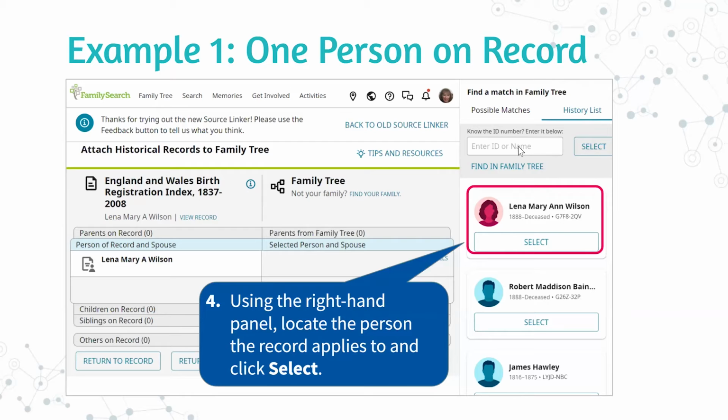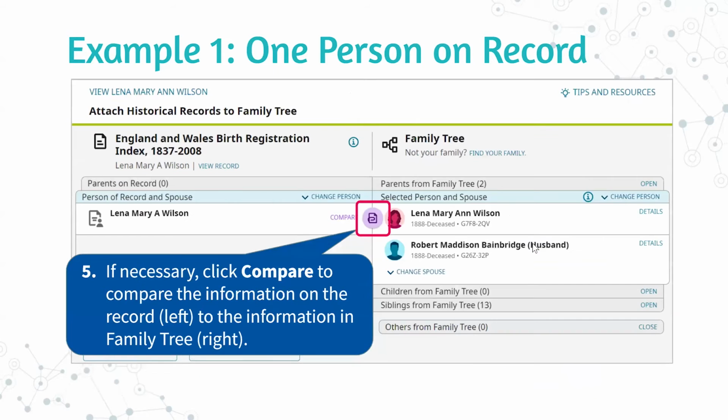You can also type an ID or a name in this box right here, and it will filter this drop down to whatever you type. If all else fails and you don't see the right person, you can click this button to search in Family Tree. But our right person showed up, so I'm going to go ahead and click select for Lena to tell FamilySearch, hey, I want to attach this birth registration to Lena in Family Tree.